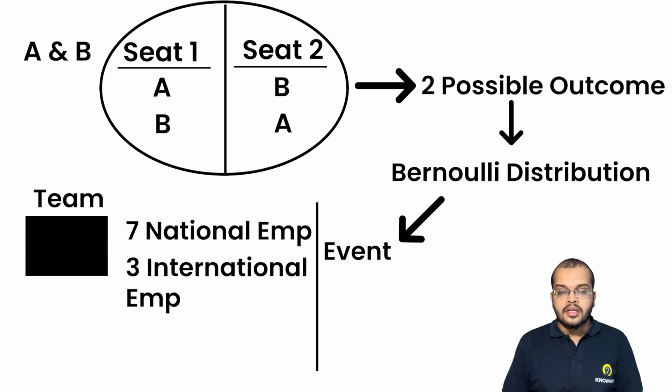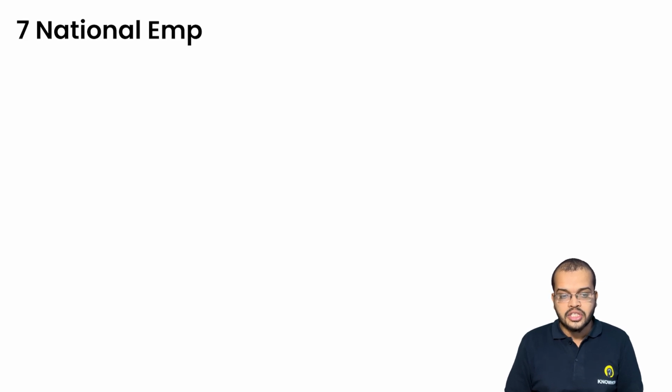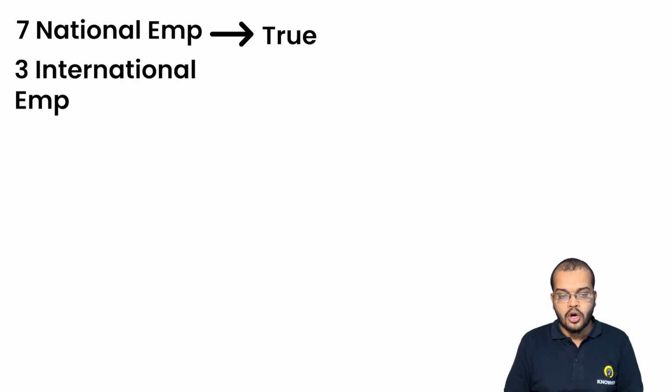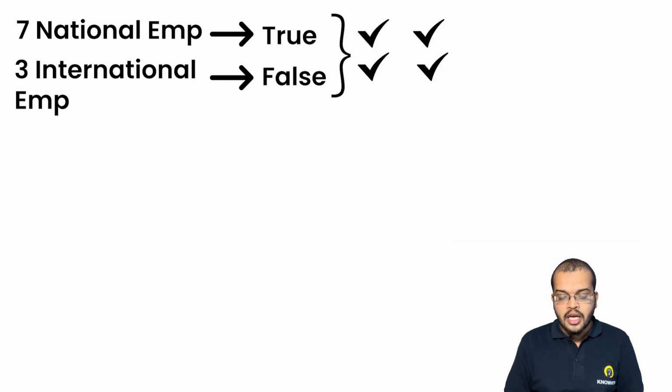Now the team leader, we call it a TL, a general terminology we use in the IT sector. This team leader has 2 possibilities. If he is with the 7 national employees, we consider this true, and with the 3 international employees, we consider this false. So there are only 2 possibilities: either true or false. If we do similar experiments n number of times, we still get only 2 outcomes. That's where Bernoulli comes into the picture.